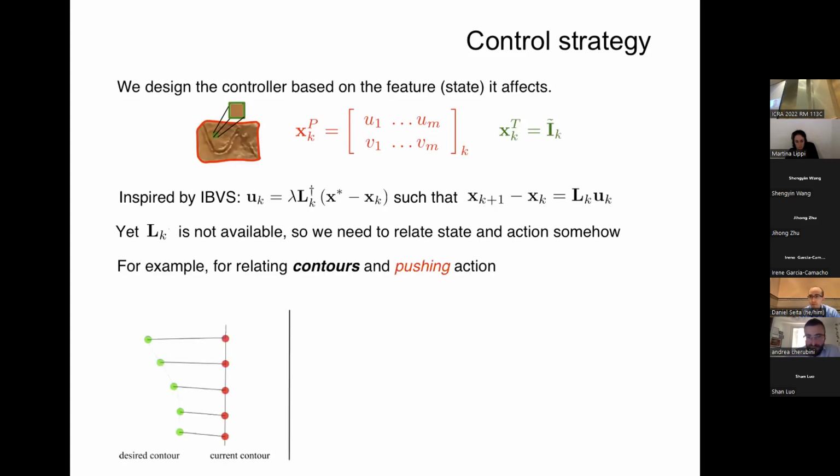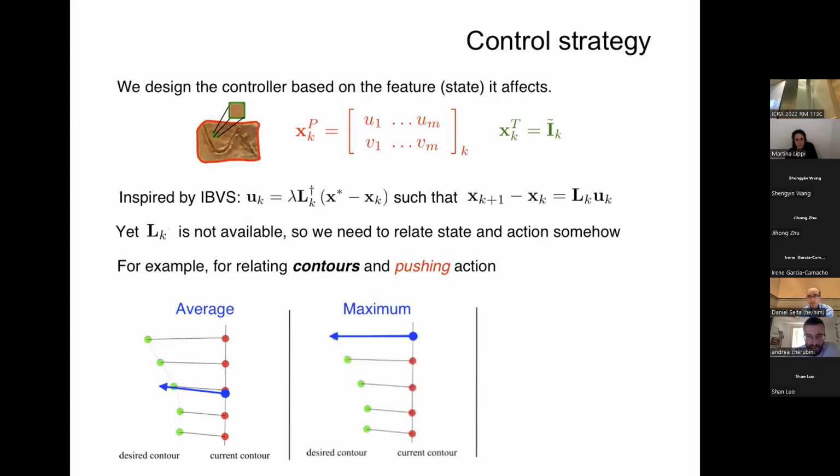For example, if we consider the contour changes and the pushing action, we would like to figure out which action is needed to go from the red contour here to the green contour. And for this, there are various options. One is to go from the centroid of the red pixels to the centroid of the green pixels, and we call this method average. Another one is simply to push the sand where the distance is maximal between the two contours, and we call this method maximum.